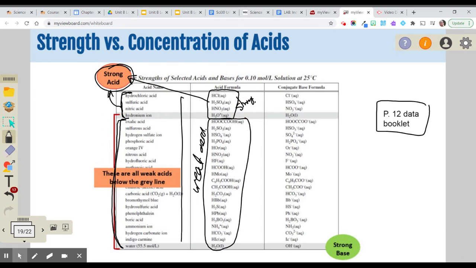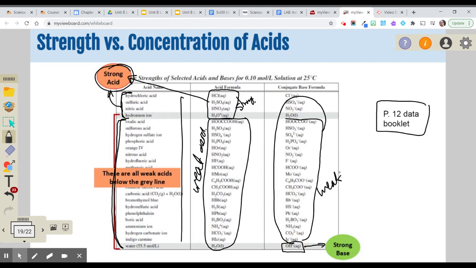Now, when we're talking bases, it's the other way around. The strongest base is at the bottom, and there's only one strong base, and that's the hydroxide ion. So if you have a compound that contains the hydroxide ion, then that base will be a strong base. All the rest of these bases here, actually all of them, will be weak bases.